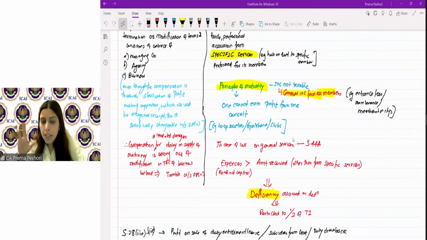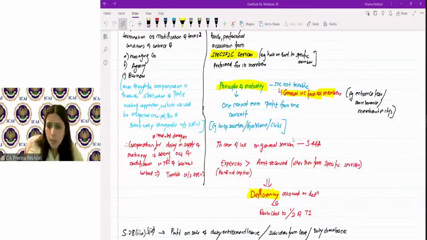So the position is that any surplus accruing to these associations would not be taxable, but any deficiency which is there will be allowed as a deduction under 44A. Are we clear? Yes or no? So now there are certain case laws on this particular point that I would like to discuss with you, which are part of your module. Now that we are almost done with this chapter, before we go on to the break, there are certain case laws that I would like to touch upon here in detail.